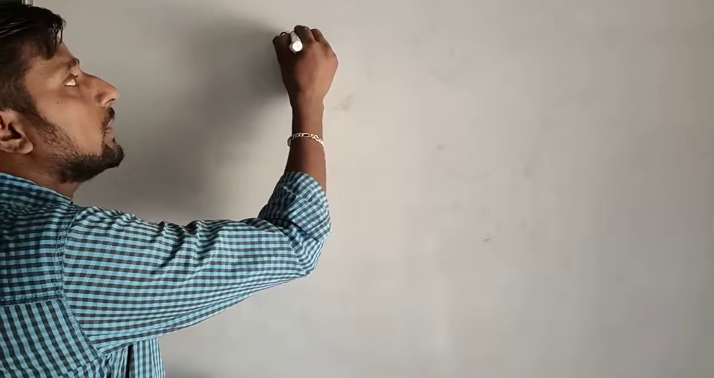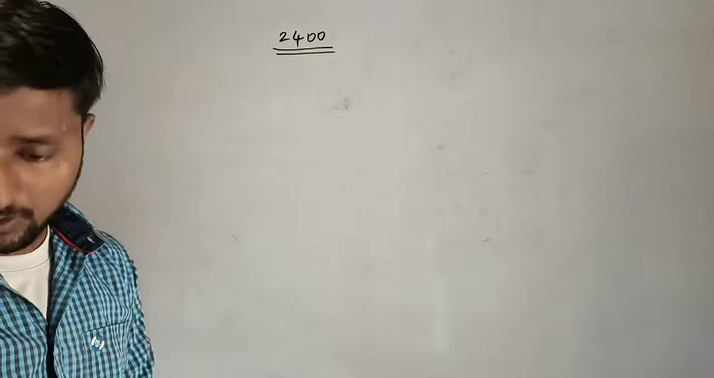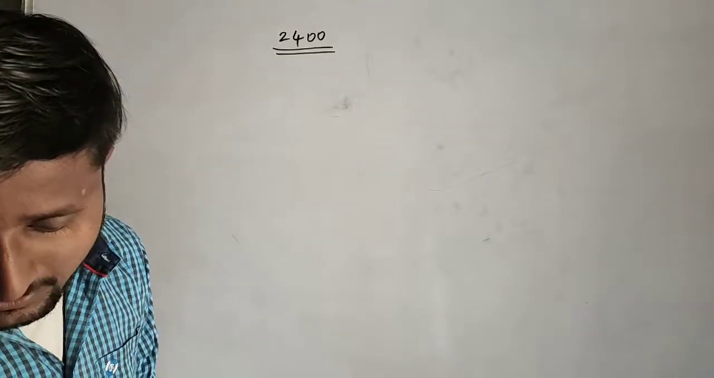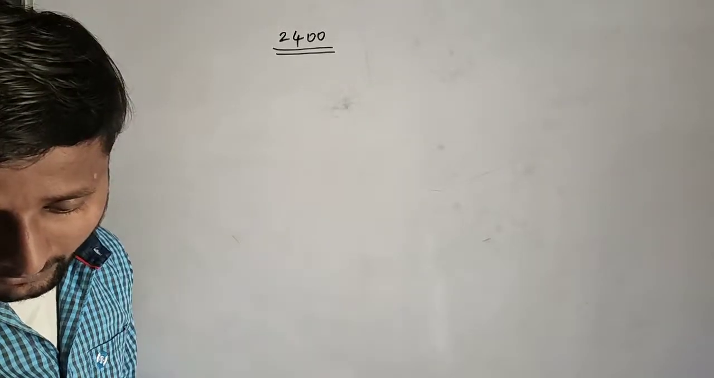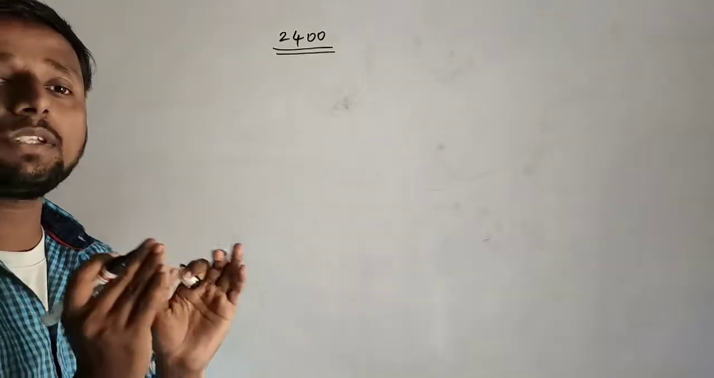Welcome back, children. Today we'll discuss some of the exercise problems from 6.2. I'll read out one of the problems, beta. Here it is given that 2400 is a number, but it is not a perfect square. He's asking us to make it a perfect square by multiplying it with a certain number.